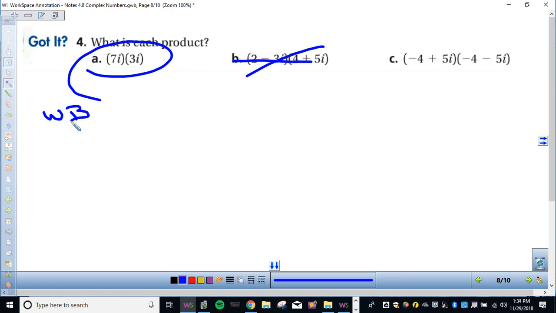All right, good. So 7i times 7 times 3 is 21. i times i is i squared. So that becomes 21 times negative 1, which equals negative 21. Okay, box the 1 on the end. Or FOIL, whatever your preference is.